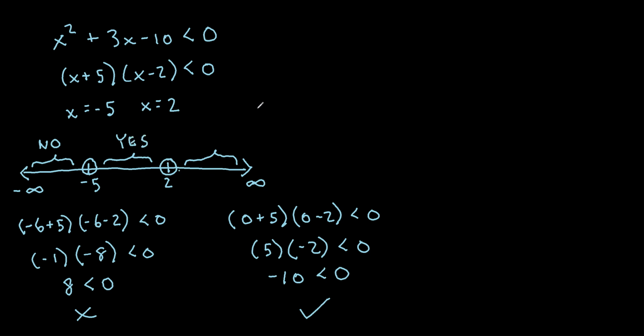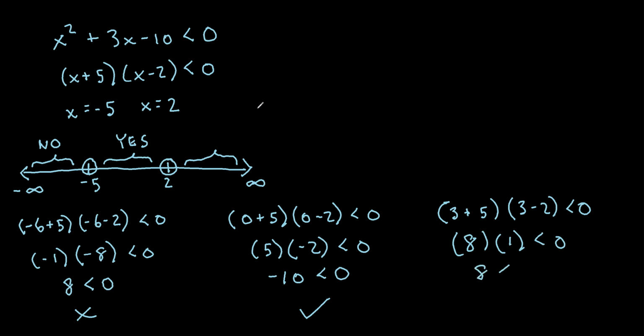Now let's check out our last region. We have 2 to positive infinity. Let's pick a number in this region and plug it into the original expression. So let's pick a 3. Let's say 3 plus 5 times 3 minus 2 is less than 0. 3 plus 5 is 8. 3 minus 2 is 1. So 8 times 1 is 8. Is 8 less than 0? No, it's not. So we're going to write no, and right here we can write a no.